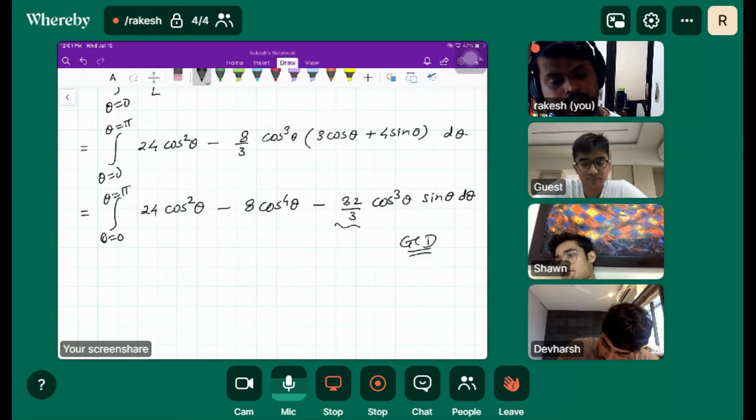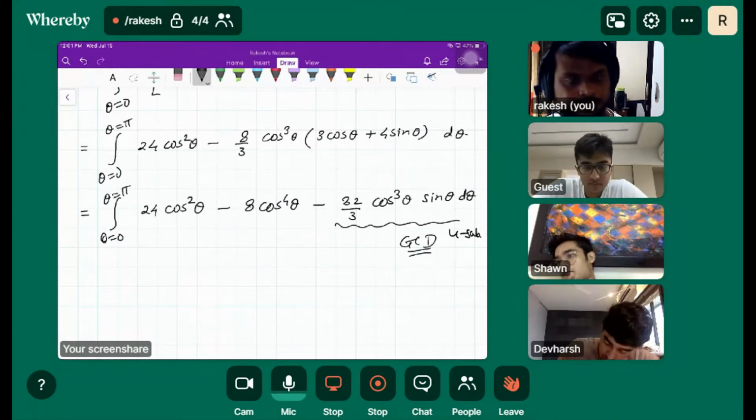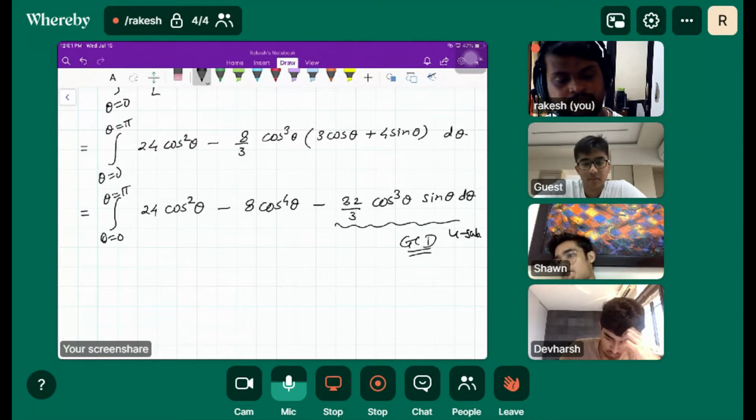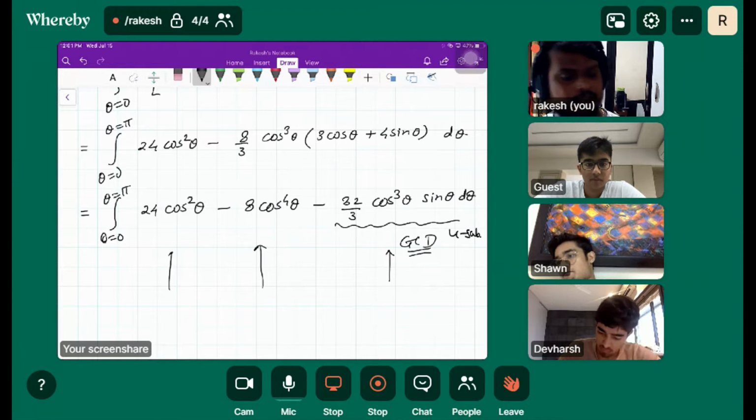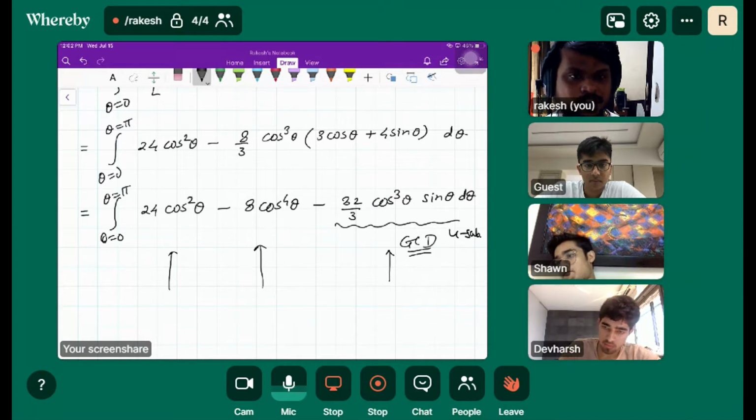This is a U substitution, right? See, there are three parts of this, right? And you guys are three. So you can divide your work.